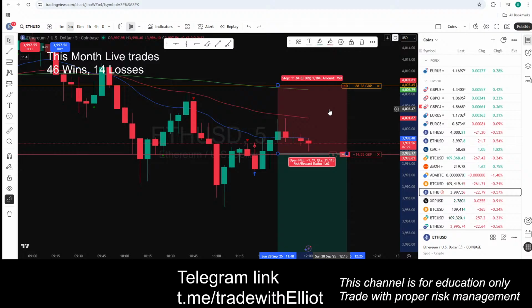As you can see, price is already tapped into the top of our point of interest, but I have an order set here for the equilibrium. So let's see if that gets triggered.